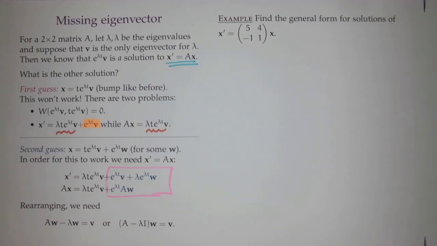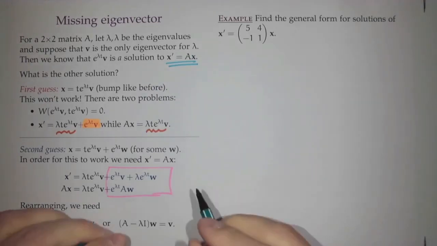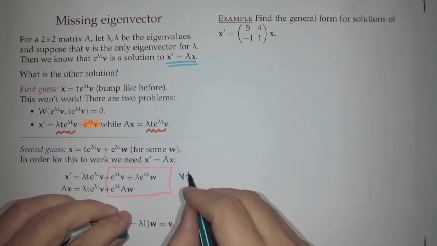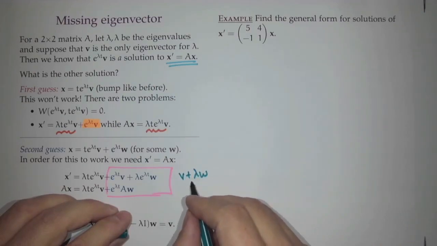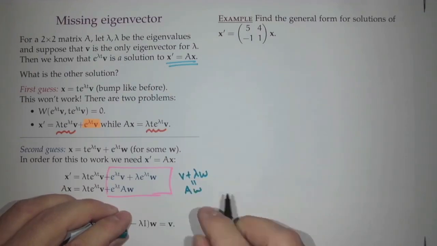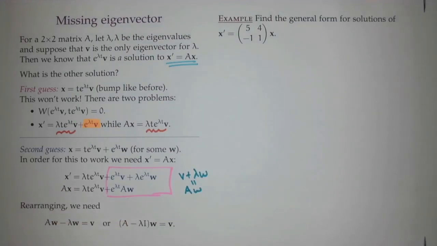e to the lambda t. Since they have it all in common, what can we do? Yeah, get rid of it. So what we really need is that the v plus lambda times w needs to equal a times w. As long as that was true, we would be good to go.